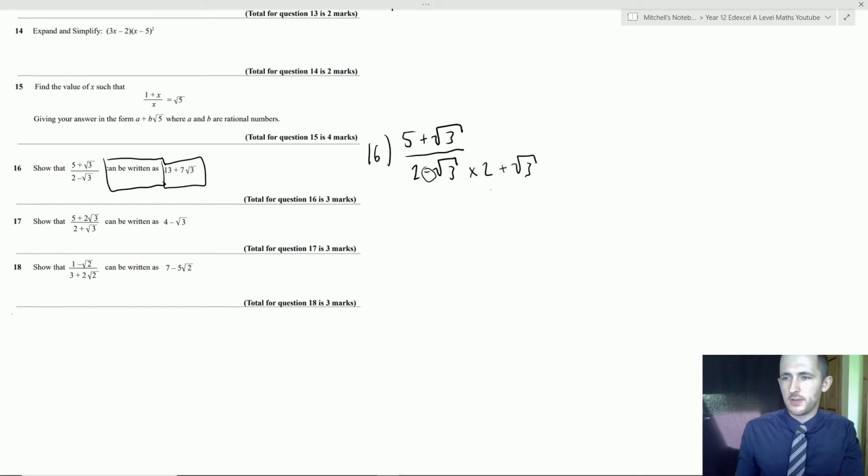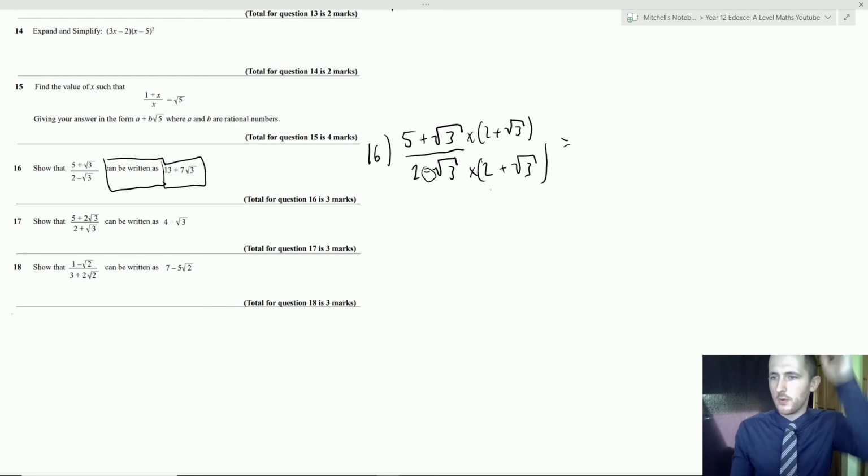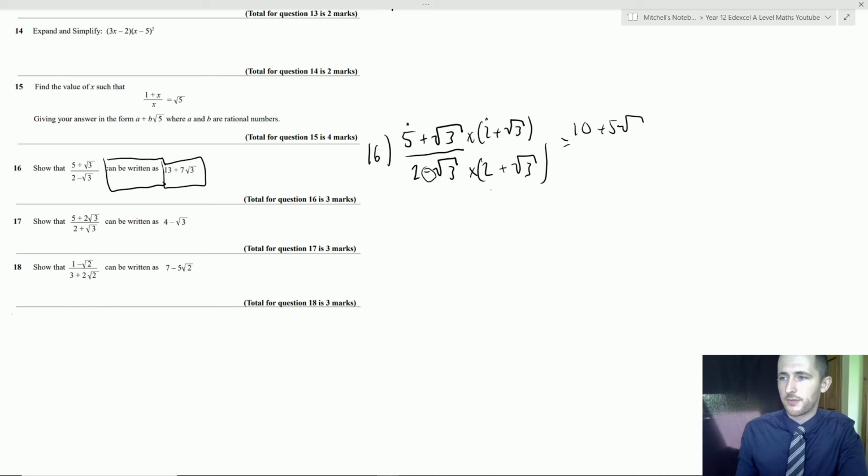And don't forget, whatever you do to the bottom, you must do to the top to make sure the fraction remains identical in value. So let's expand this. We're expanding these in brackets. So again, FOIL first. 5 times 2 is 10. Outside, 5 times root 3 is plus 5 root 3. Root 3 times 2 is 2 root 3. Root 3 times root 3 is just 3.